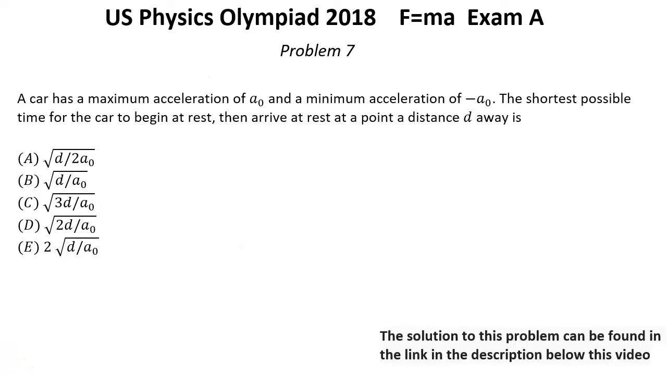Problem number 7. A car has a maximum acceleration of a0 and a minimum acceleration of negative a0. The shortest possible time for the car to begin at rest, then arrive at rest at a point a distance d away is next one.